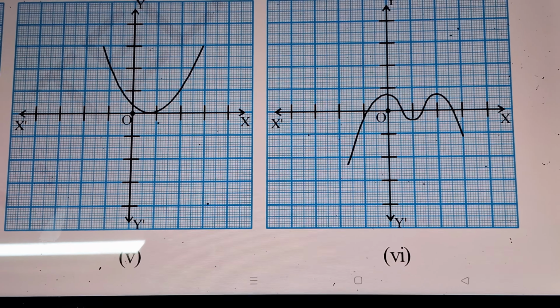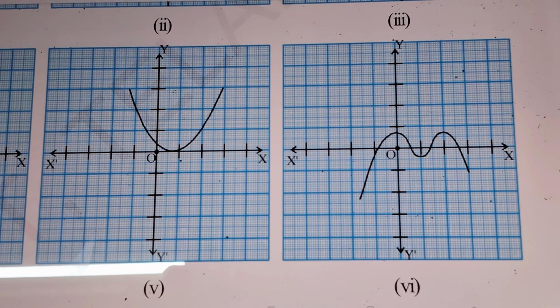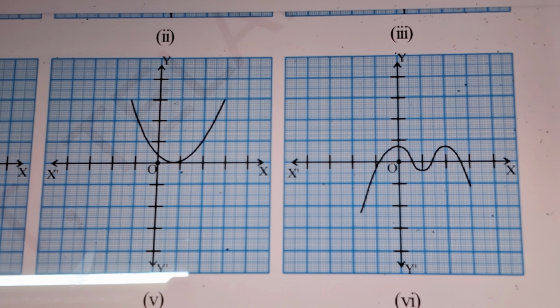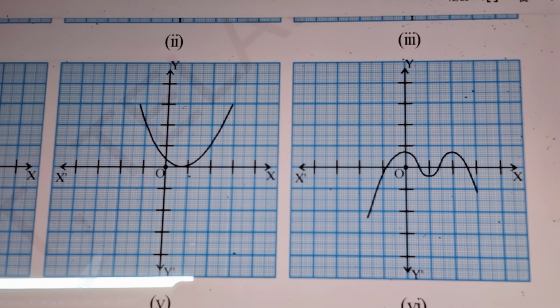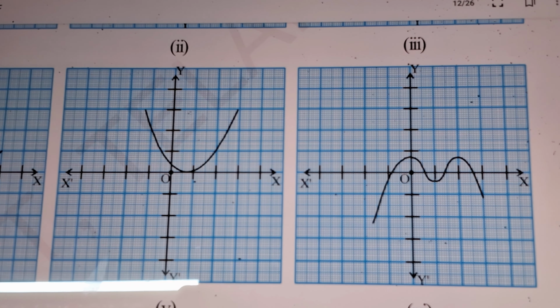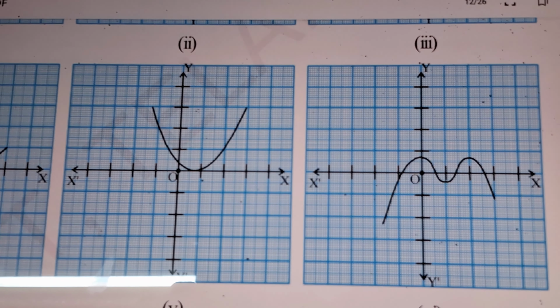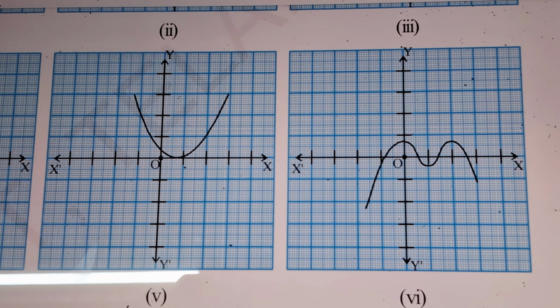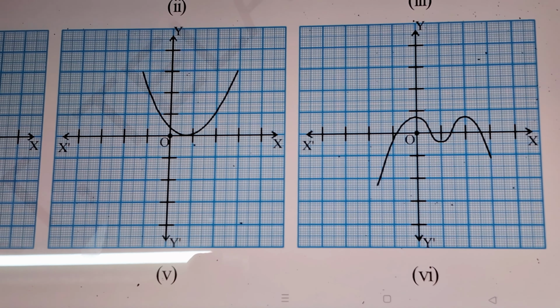So with this, what we are able to understand, children, is that for whatever lines or curves we get while solving or while plotting the given ordered pairs in the graph, wherever the line is intersecting the x-axis, that is the solution. So I hope you have followed this, children.